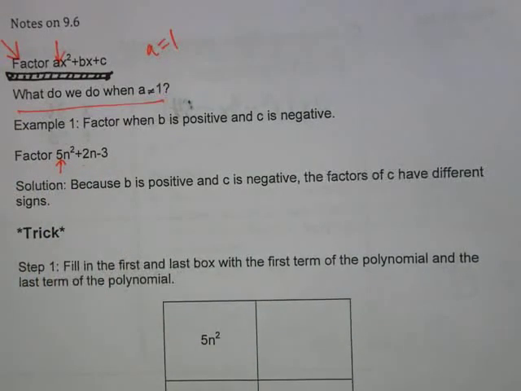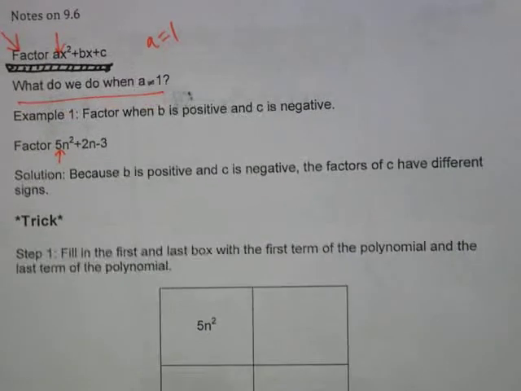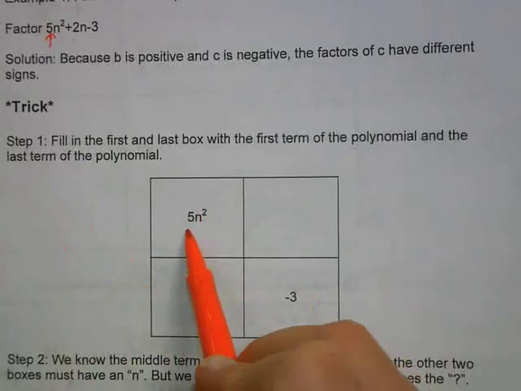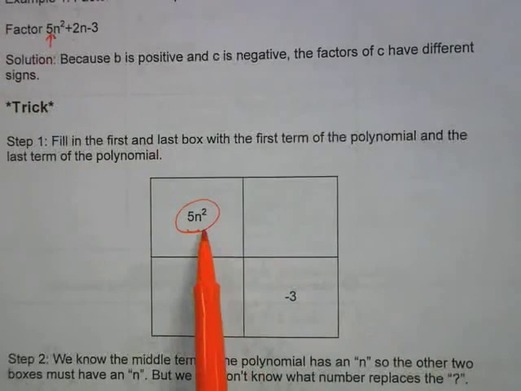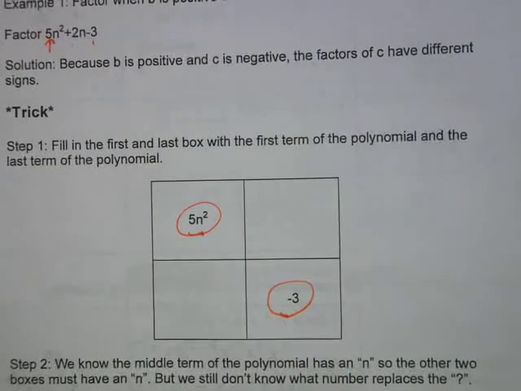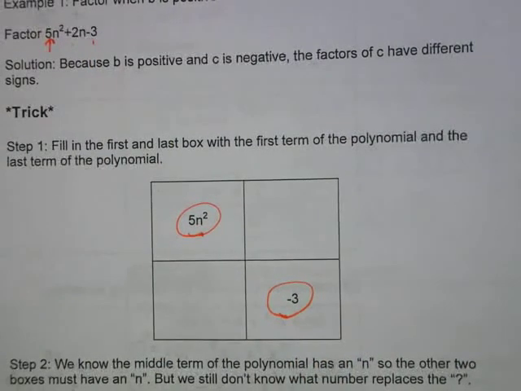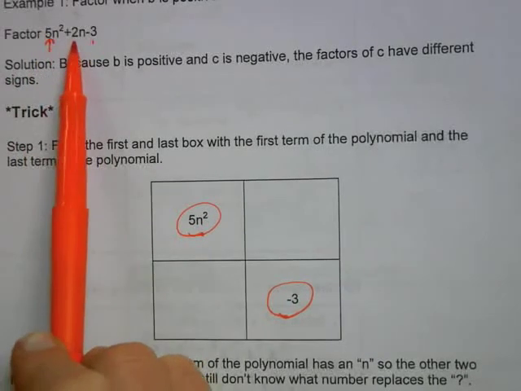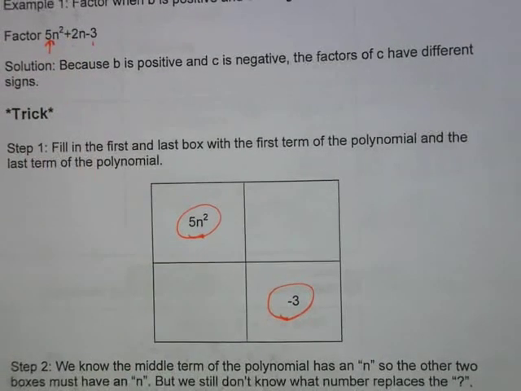This can lead to a lot of guessing and checking. So there is a trick, and I'm going to show you the trick here. By the way, I've been tipping you off with this trick as we've gone along. The first thing you do is the first term, the 5n squared, goes in the top left box. The last term goes in the bottom right box. Then you talk about what multiplies to negative 15 and adds to 2. But you have to include the variables now.